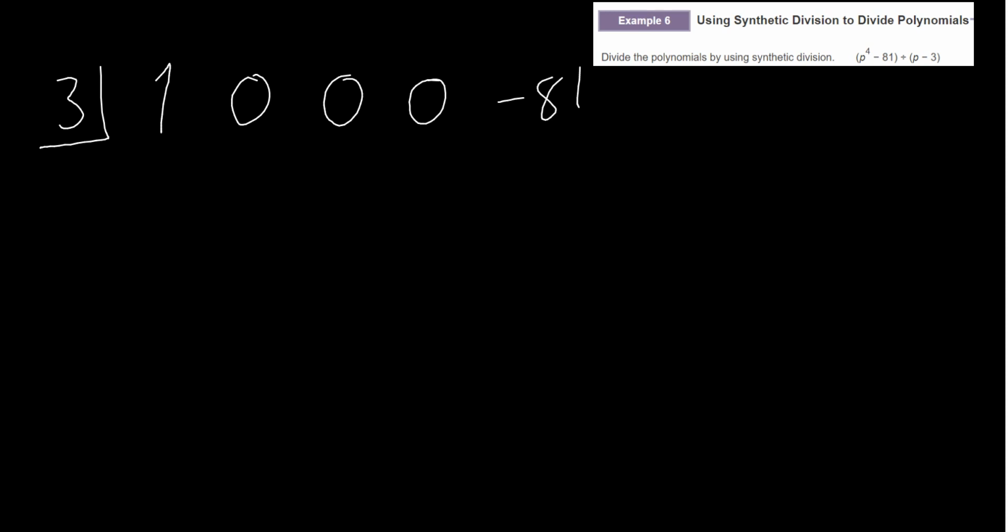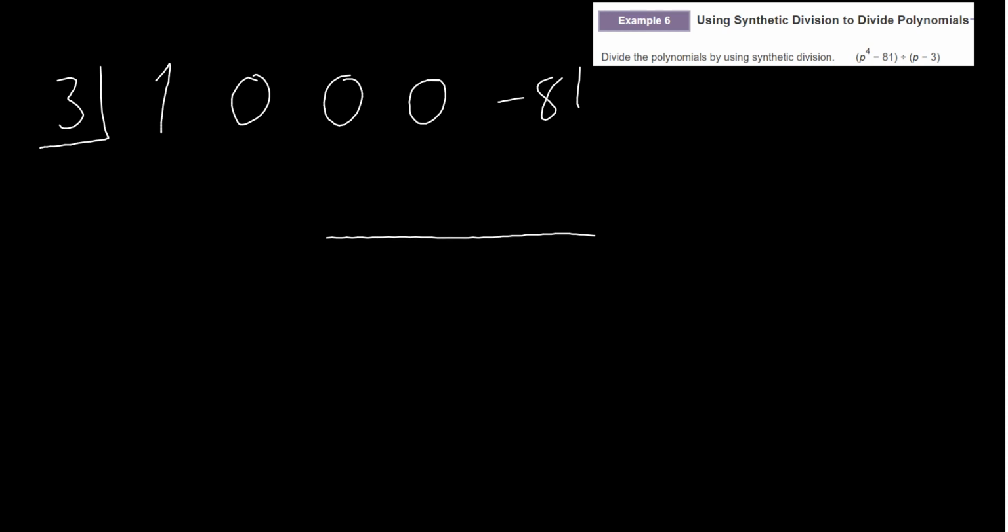So my divisor is p minus 3, so I'm going to put a 3 in the box all by its lonesome. And then I'm going to go in descending order. So p to the fourth, that's an implied 1 in front of p to the fourth. There is no p cubed, there is no p squared, there is no p to the first. But there is a negative 81. Okay, so I'm not skipping any terms here, and that's how you set it up.